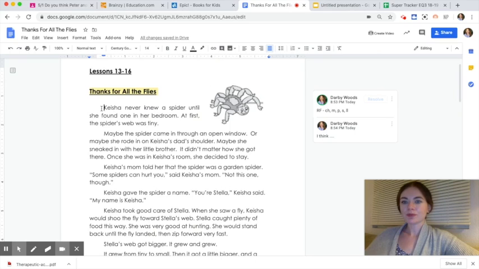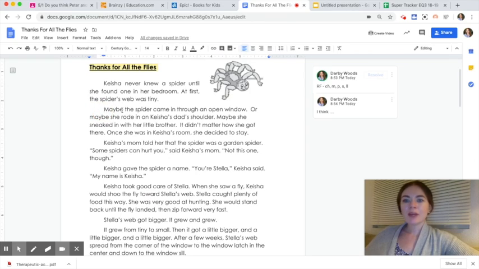Keisha never knew a spider until she found one in her bedroom. At first, the spider's web was tiny. Maybe the spider came in through an open window. Or maybe she rode in on Keisha's dad's shoulder. Maybe she sneaked in with her little brother. It didn't matter how she got there. Once she was in Keisha's room, she decided to stay.